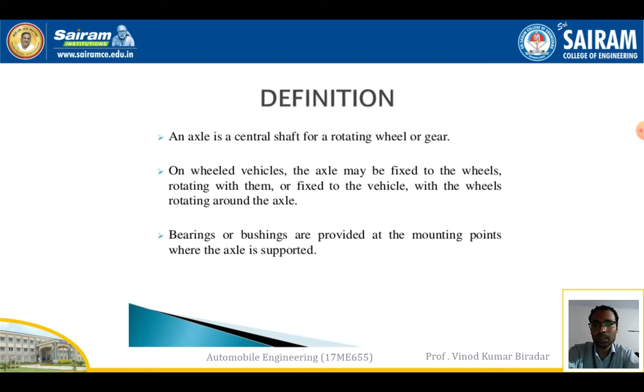On wheeled vehicles, the axle may be fixed to the wheels, rotating with them, or fixed to the vehicle with the wheels rotating around the axle. Sometimes axles are fixed near the wheel, or bearings or bushings are provided at the mounting points where the axle is supported. Sometimes bearings are also used.